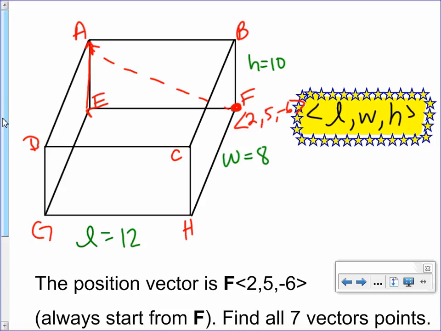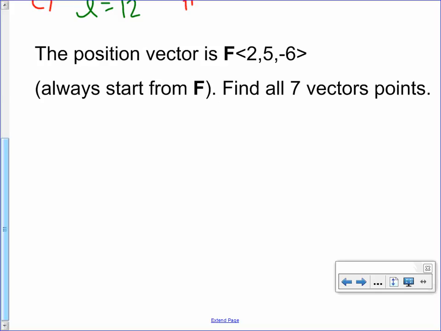What's your question? You could, but it's so much easier just to add it. Let me write it down. Hang on, it'll make sense. So to find vector A, all we're doing is from 2, we have to add 12 to that. We didn't move the width, so that just stays as 5. But from -6, we have to go up 10.